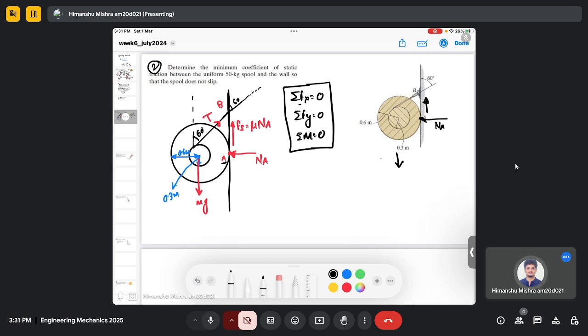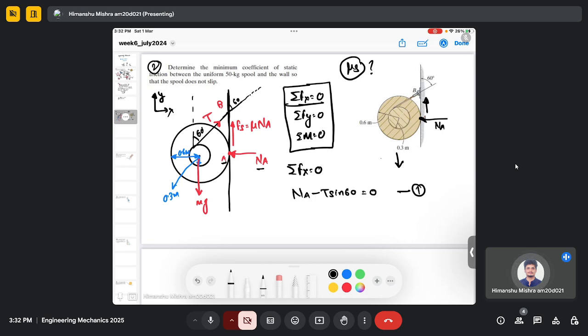So first we sum the forces. Here I am taking the regular coordinate system, x and y, a Cartesian 2D coordinate system. When we use the first equation, the summation of force in the x direction equals 0, we can clearly see that there is a force Na and the component of T acting here. So it will be Na minus T sine 60 equals 0. So this will be equation 1, and we need to determine mu. This is the unknown quantity here.